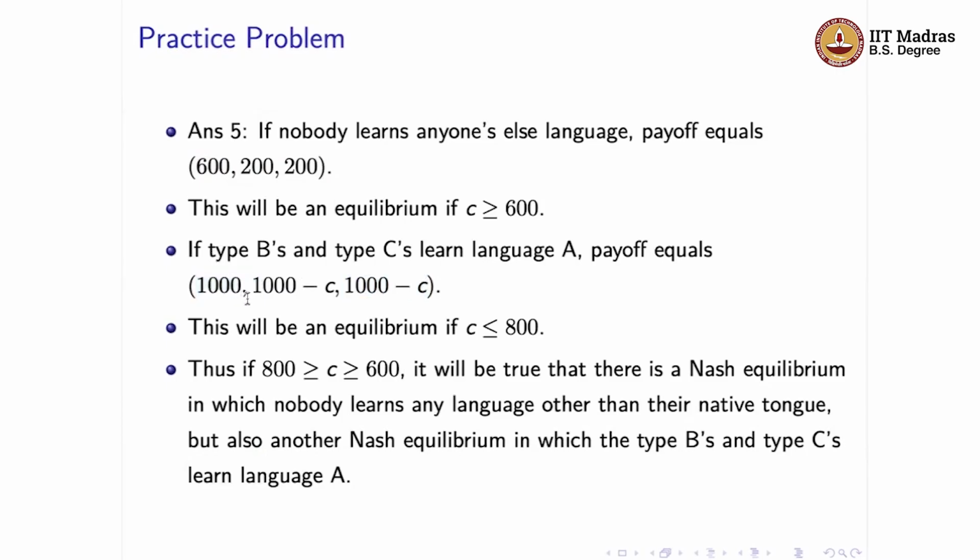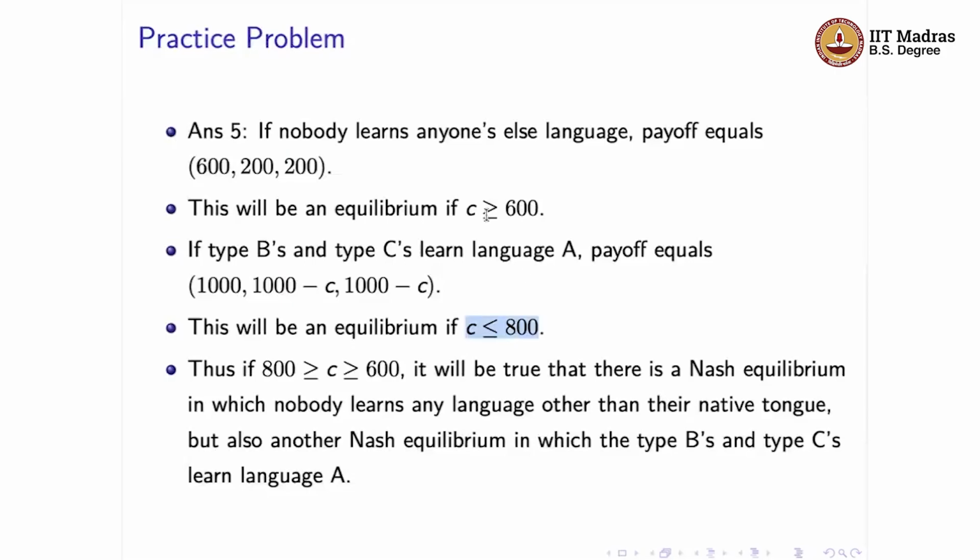This will be an equilibrium if none of the types would want to individually deviate, right? So clearly, there's no reason for type A's to deviate, right? The only thing they could deviate to is to learn some other language, but there's no point. They can already speak with everybody. Would type B's want to deviate? They could decide not to learn language A, right? But in that case, their payoff would go down to basically 200. So 1,000 minus C has to be greater than or equal to 200 for this to be a Nash equilibrium. And from there you get C is less than or equal to 800, right?